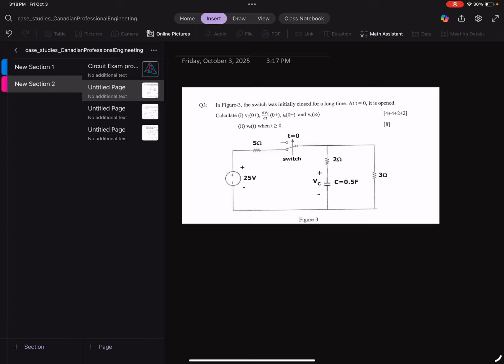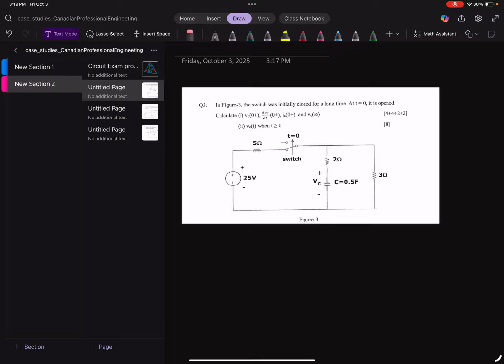This is figure 3. The switch was initially closed for a long time. What does that tell you? Okay, this is very, very important. Then it asks about the initial value of the capacitor voltage, and then the initial current of the capacitor after the switch is turned on, and then at the end what is the voltage at infinite time.